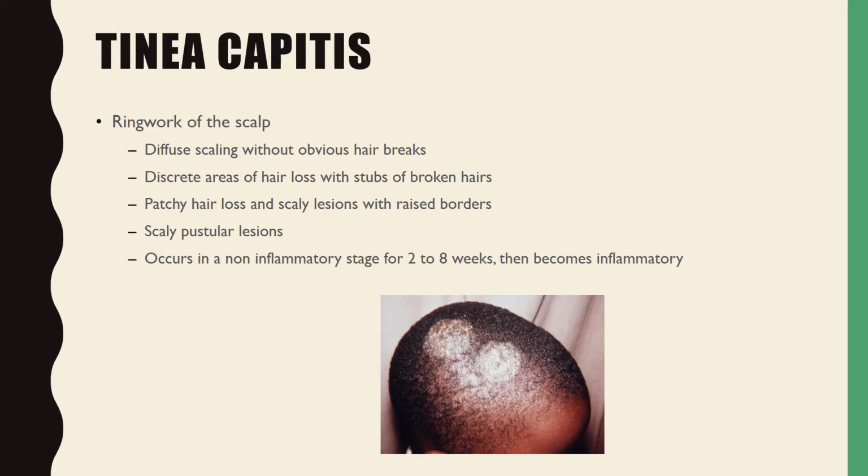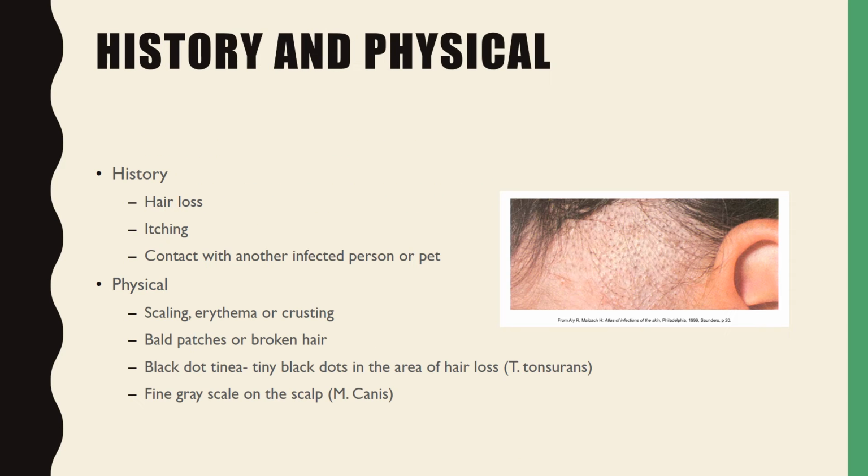But it can show as diffuse scaling without obvious hair breaks. You can have discrete areas of hair loss with stubs of broken hair, or you can have patchy hair loss and scaly lesions with raised borders. You'll have scaly pustular lesions, and it occurs in a non-inflammatory stage for 2 to 8 weeks and then becomes inflammatory and real bad if it's not treated.